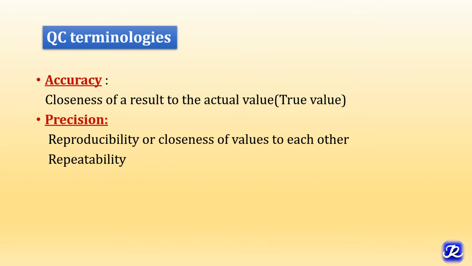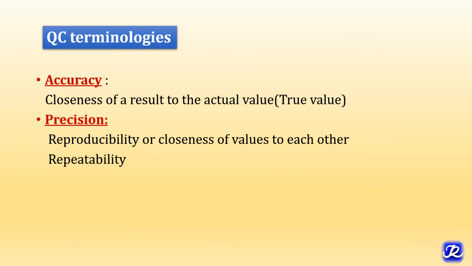What is precision? It is also called reproducibility, or closeness of values to each other, or repeatability. If I am repeating the sample again and again after some time, for example at 9 a.m., again at 10 a.m., 12 p.m. and 2 p.m., the values that I get should be close to each other. Then only I can say that they are precise values. There is repeatability present.